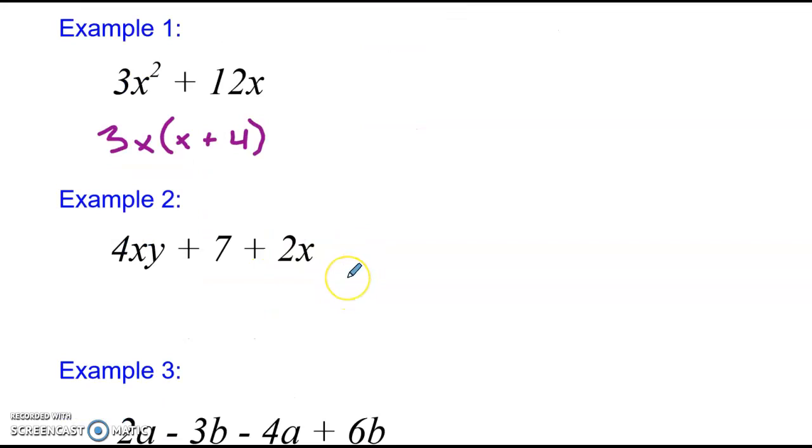Now, for example 2, this gets into the grouping idea. I have 4xy plus 7 plus 2x. Well, when I look at all 3 of these, there are no common factors. Not common to all 3 of them. 4xy and 7 have no common factors. None of these coefficients are divisible by 7. And 7 contains no variables, so there's no common variable to all 3. But what I can do is group this. I'm going to rearrange this. I'm going to write 4xy plus 2x plus 7. And then I'm only going to factor what's here. I'll just put parentheses around it so you can see it.